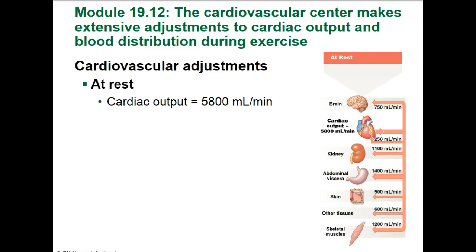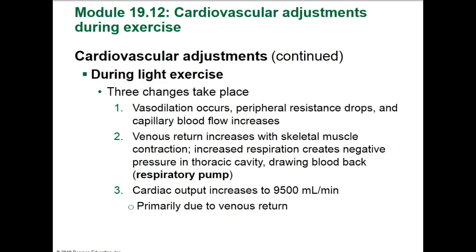The cardiovascular adjustments at rest, you have a cardiac output of about 5,800 milliliters per minute. During light exercise, there's three changes taking place. You have vasodilation, you have peripheral resistance dropping, you have capillary blood flow increasing. Why might you do that during light exercise? What are you needing to happen when you're exercising a little bit? What do you have a need for? Oxygen and some nutrients, right? So metabolism can occur.